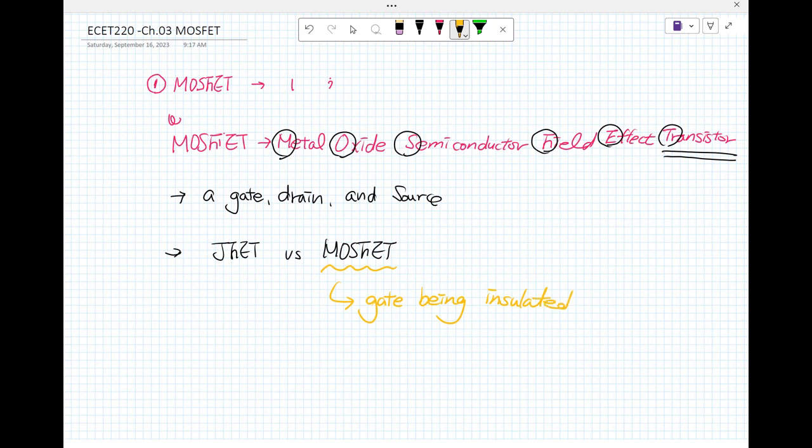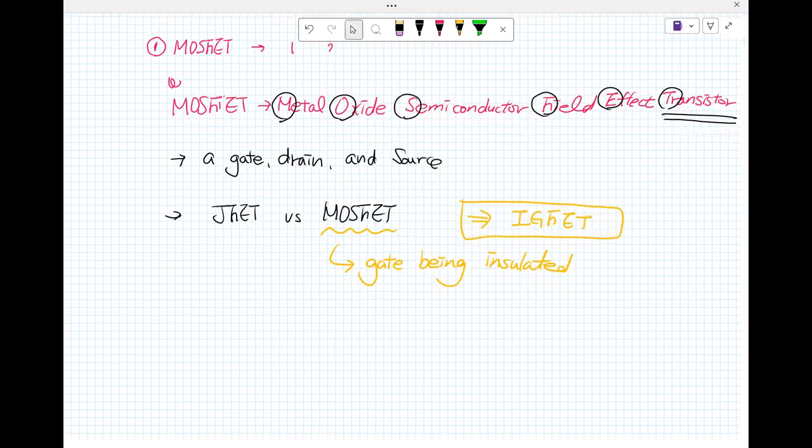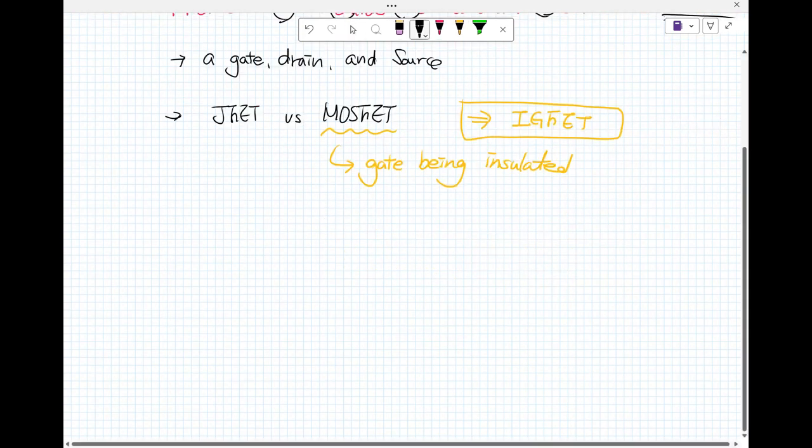So sometimes the MOSFET is called an IGFET. Okay. So that is the symbol, like this one.